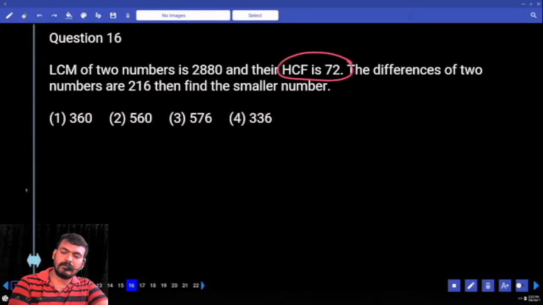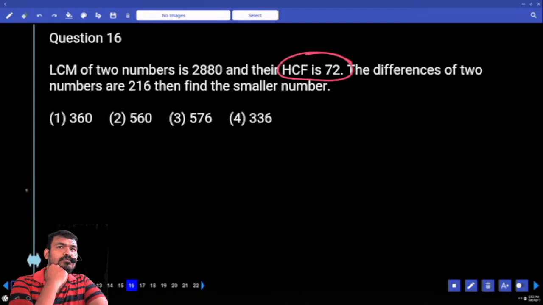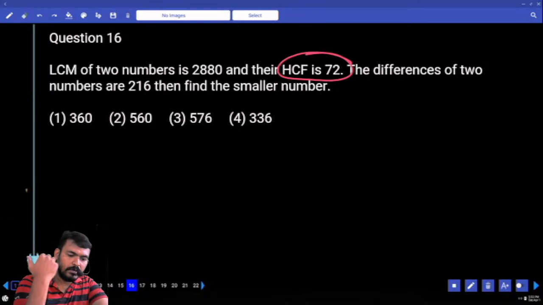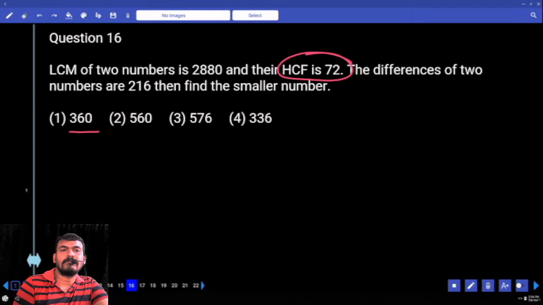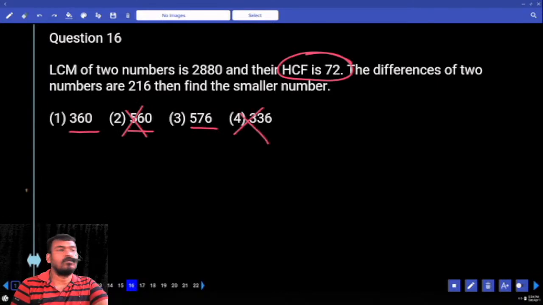HCF of two numbers is given as 72. Means the common factor of those two numbers is 72. Means those two numbers must be multiples of 72. Those two numbers must be divisible by 72. First option is a multiple of 72? Yes. Second option? No. Third option? Yes. Fourth one? No. How many options are possible? Two options are possible. If it were only one option, that would be the answer.